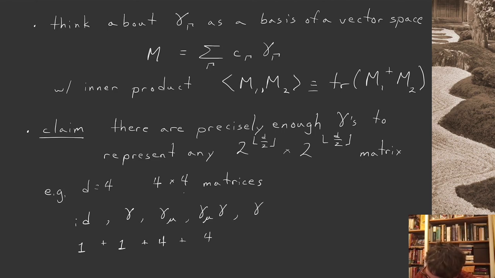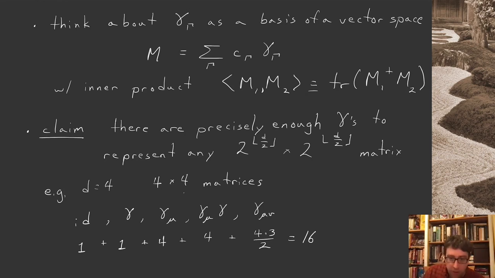And then let's think about gamma mu nu. That's antisymmetrized indices, mu and nu. So that's going to give 4 times 3 over 2. And I sum that all up. What do I get? Well, 1 plus 1 plus 4 plus 4, that's 10. And then 4 times 3 over 2 is 6. So altogether, I should get 16 here. But that's precisely the right number, right? Because I've got a 4 by 4 matrix. 4 times 4 is also 16.